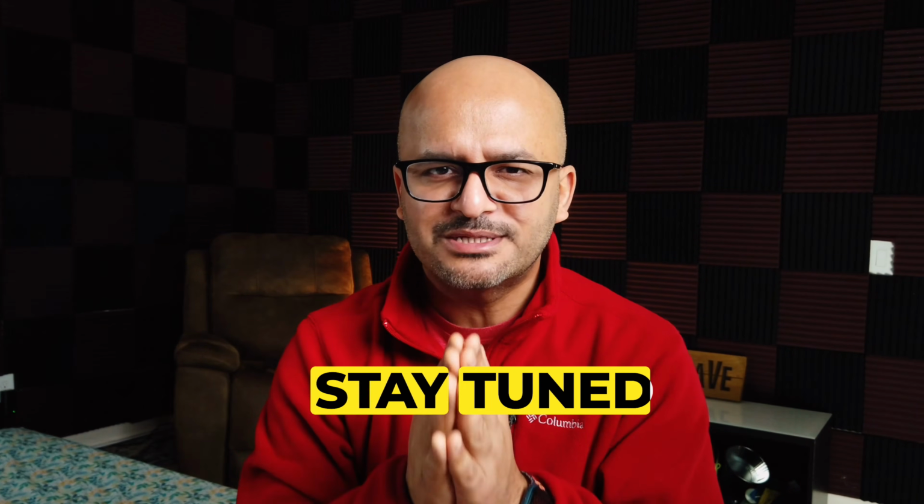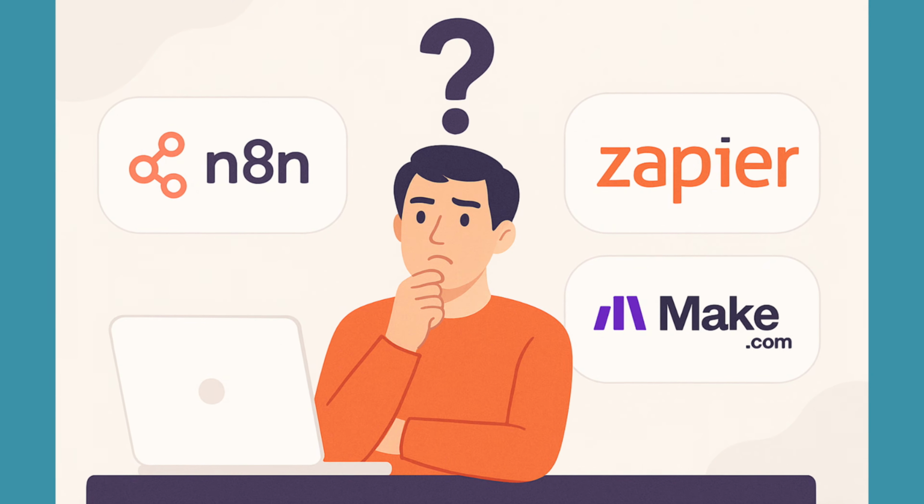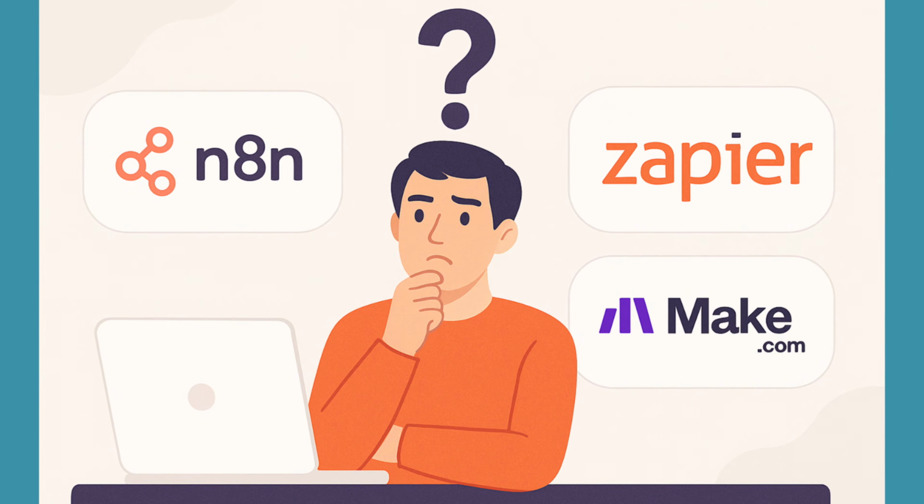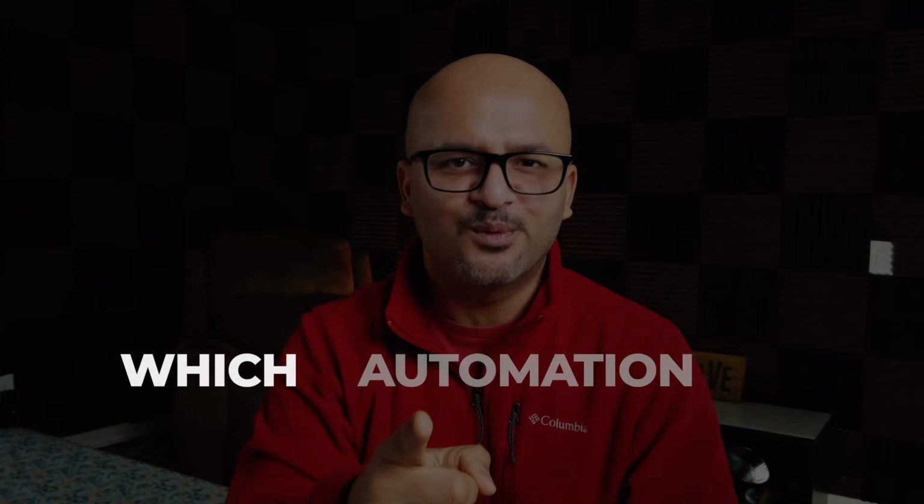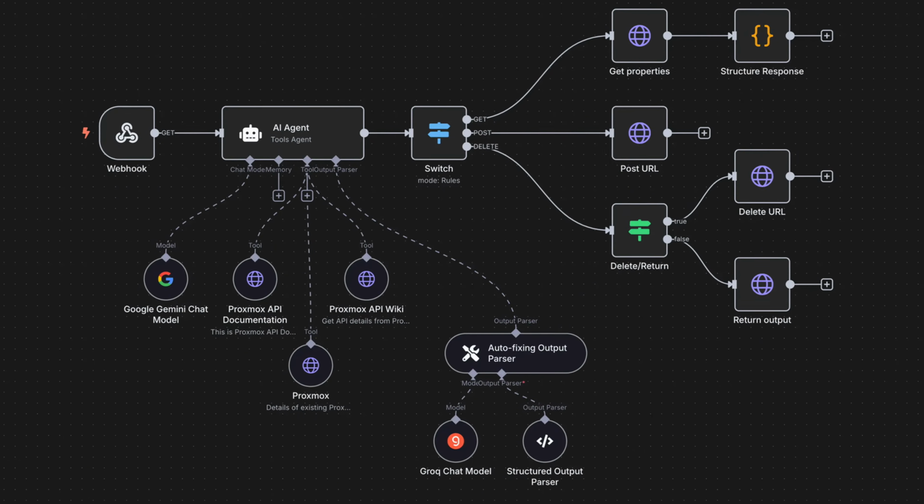But stay tuned, because in the next lesson I'm going to deep dive into 15 differences that exist between n8n, Make.com, and Zapier, so that you have a thorough understanding before making that decision on which automation tool is right for you.